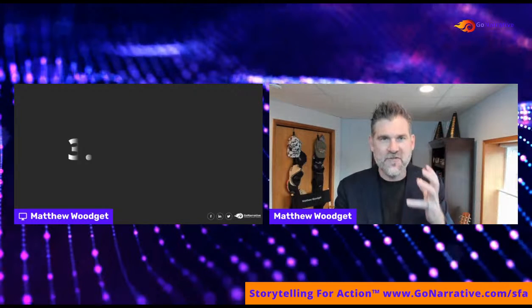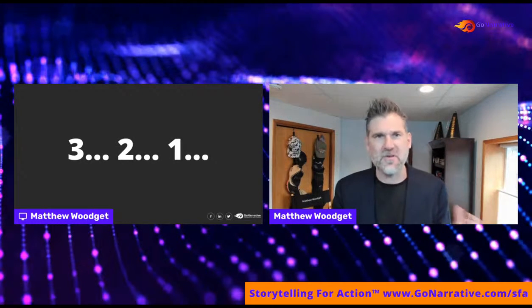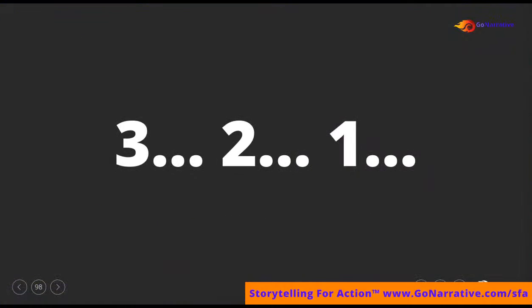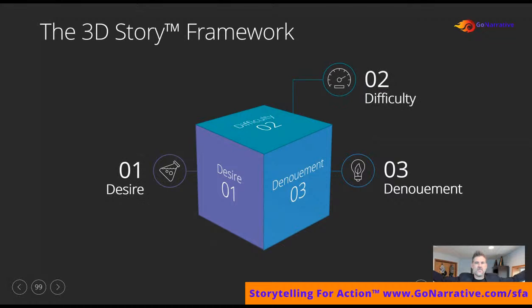So what does it look like? Are you ready? Are you ready for this framework? Matthew, come on, cut to the chase. Let's go full screen for you as well, so you can actually see this in all its glorious detail. Here it is. This was our first framework, the 3D framework. It is practical. It is straightforward, and it helps you see your story from all angles.